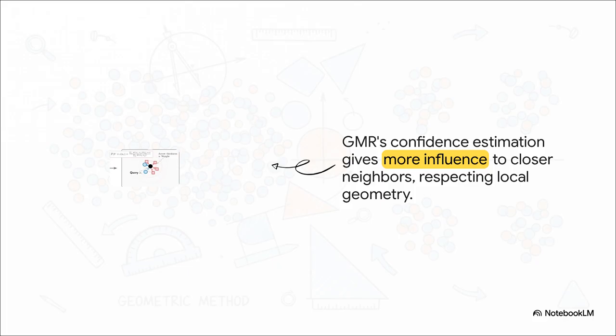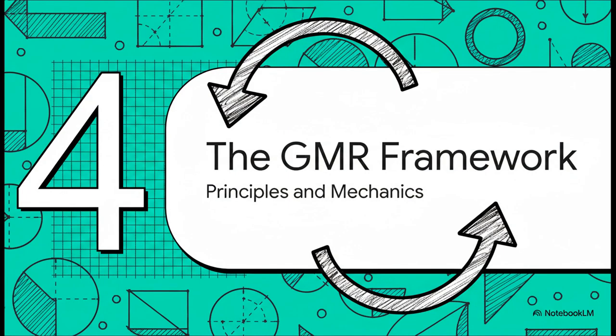Now, the core mechanism of GMR is all about its confidence estimation. As you can see here, it calculates a geometric confidence score using inverse distance-weighted KNN voting. What this does is it gives much more influence to closer neighbors, which means it actually respects the local geometry of the data manifold.